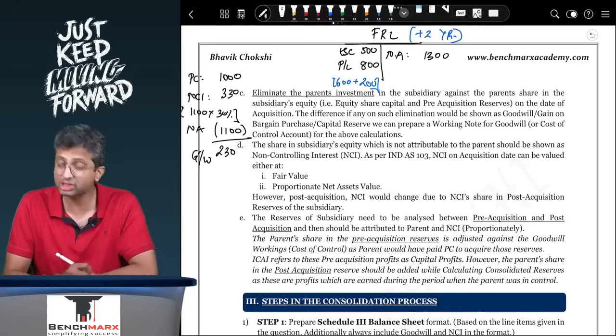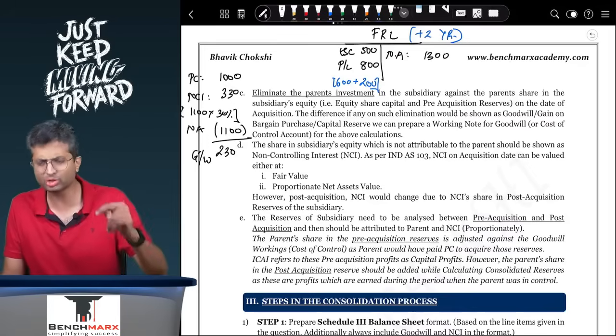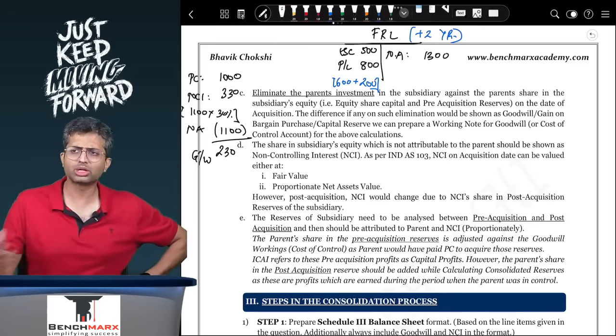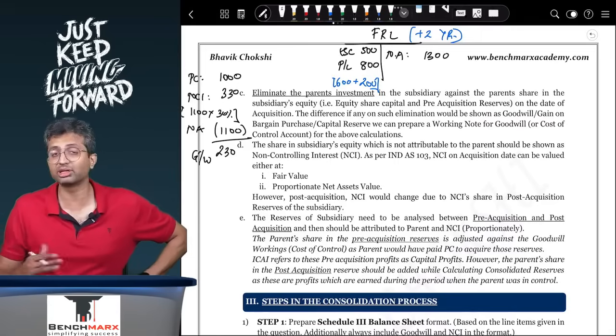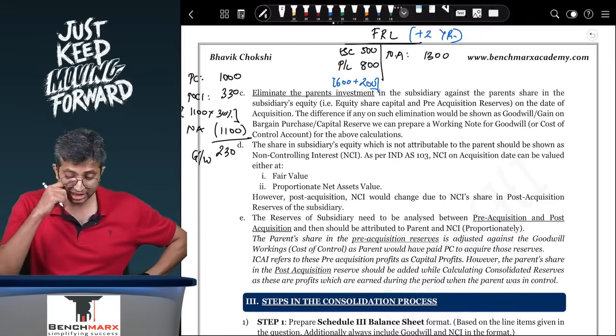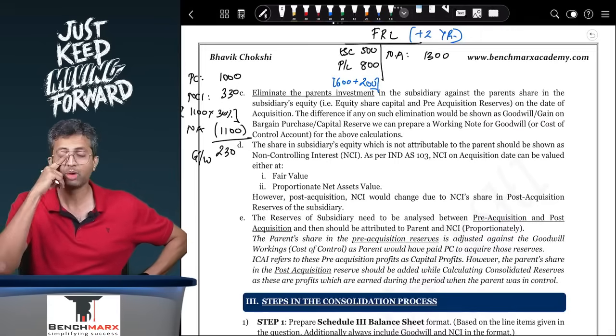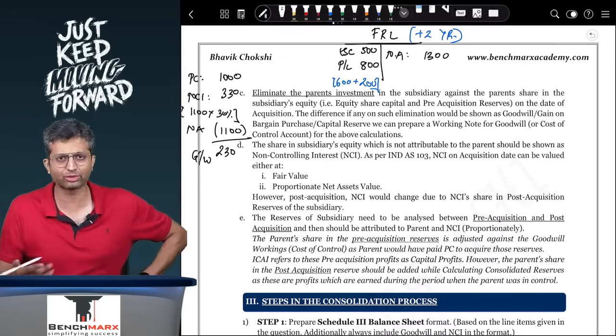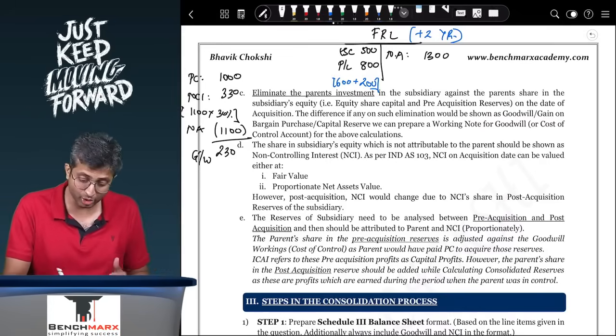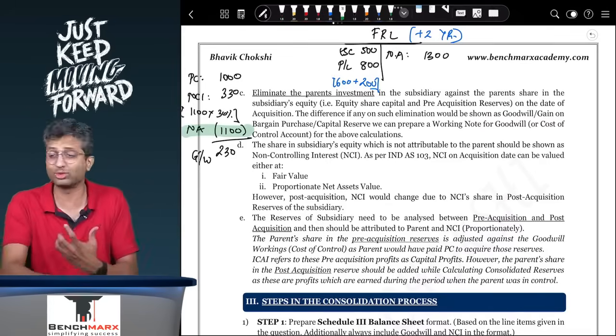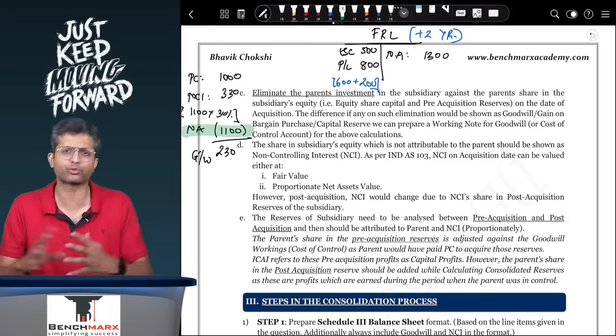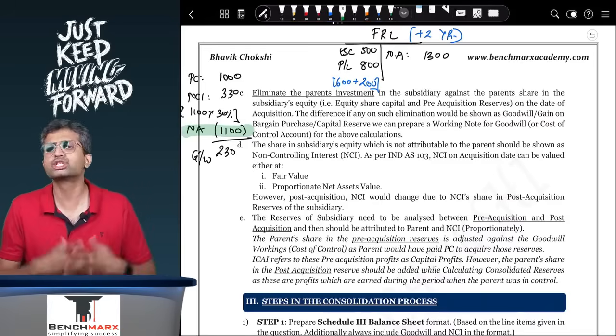But these are net assets not as on the date of acquisition. This is as on the date of consolidation. So will you consolidate these net assets worth 1300? The answer is yes. However, these net assets worth 1300 were not existing as on the date of acquisition. So if you want to calculate goodwill, you need to find the net assets as on the date of acquisition, which you probably don't have in the type of question that is given in the exam. So what do you do?